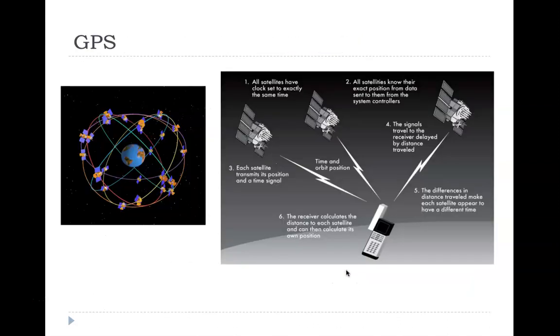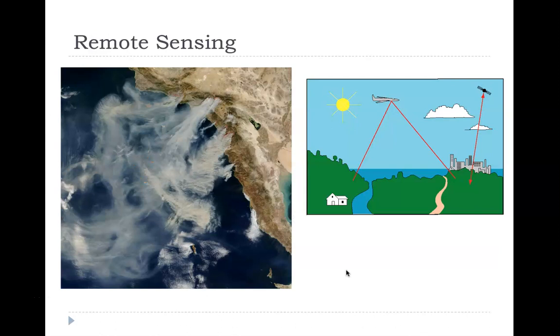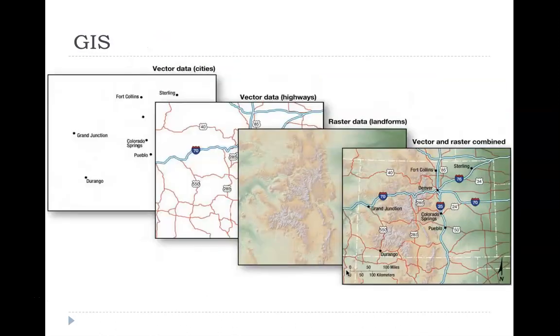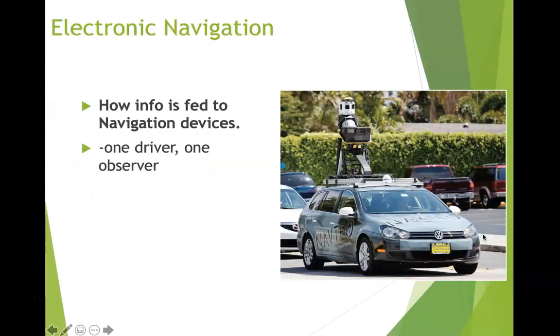All right. So there's GPS. And here is remote sensing. And here is GIS. Notice the layers, right? Here's layer 1, and then you have the highway vector, and then you have the landforms, and then you have all of this combined, right? And you can take things out and put things in and mash them up that way.